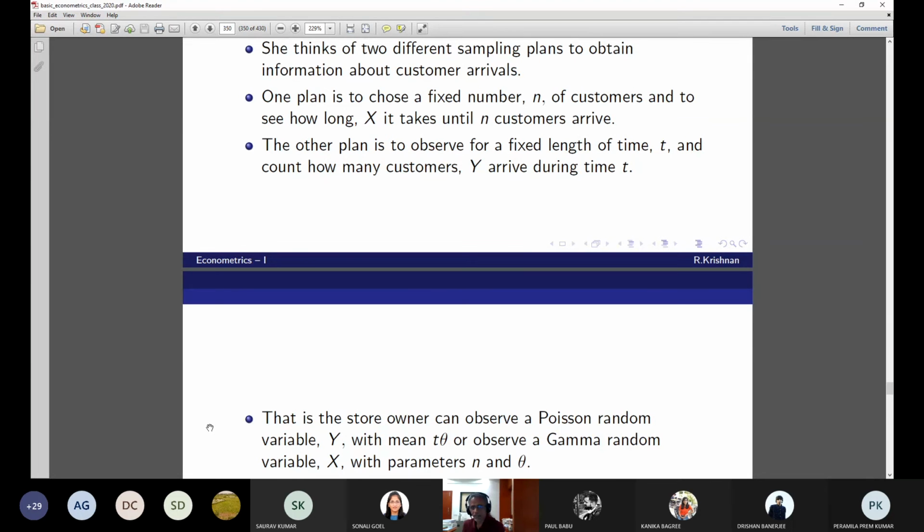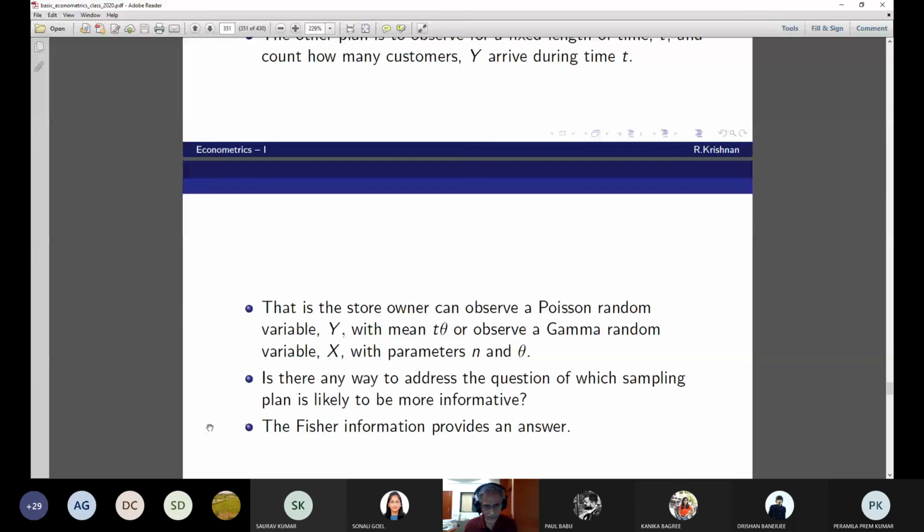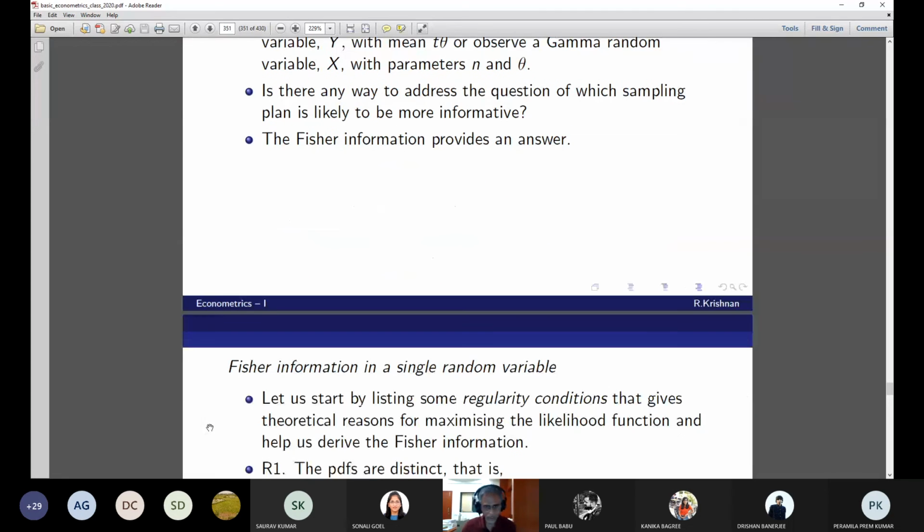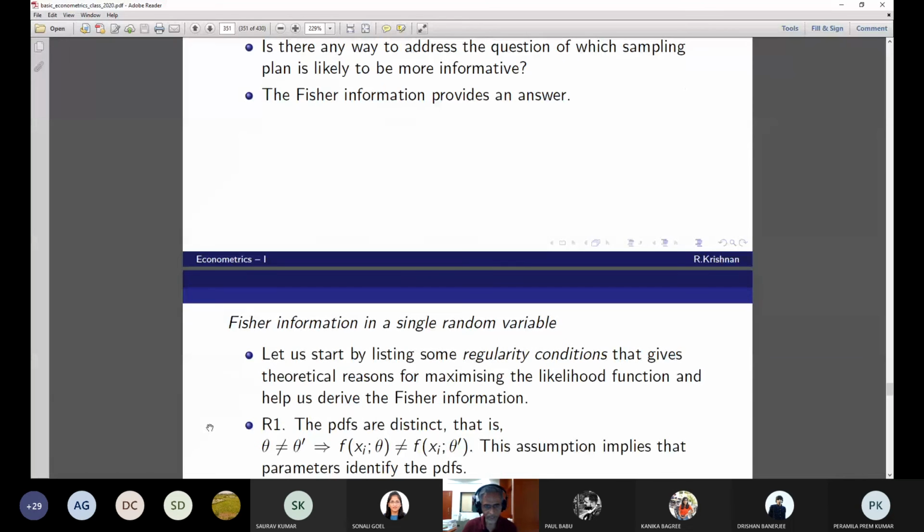In the second plan, the gamma, we investigate the waiting time until whatever we are expecting to happen happens. Now you decide which plan will give me better information. Is there any way to address the question of which sampling plan is likely to be more informative? The Fisher information provides an answer. What is that Fisher information? The Fisher information in a single random variable. Okay, now it is 11.8.